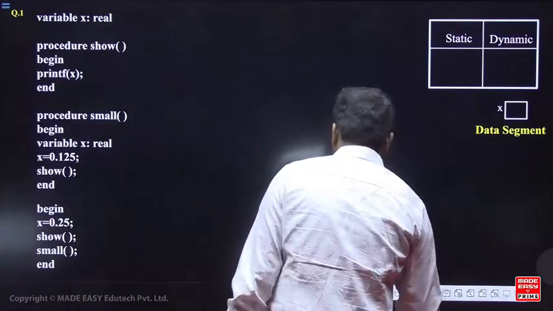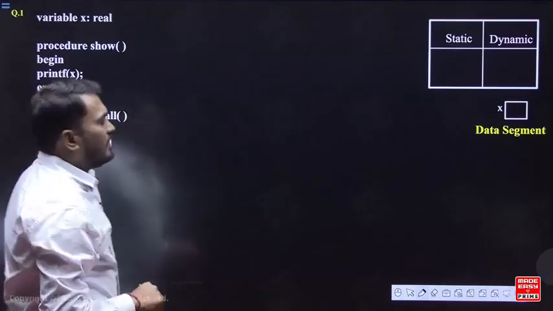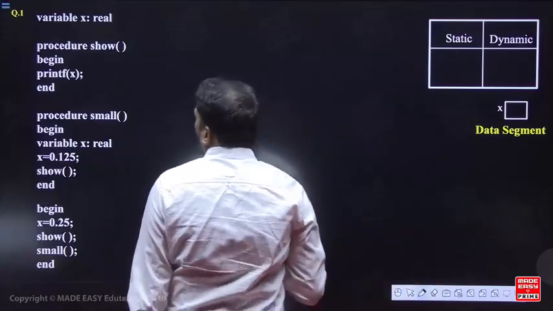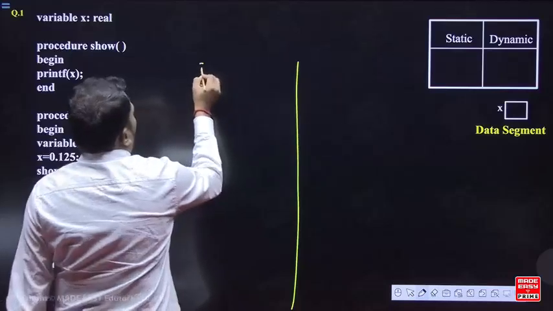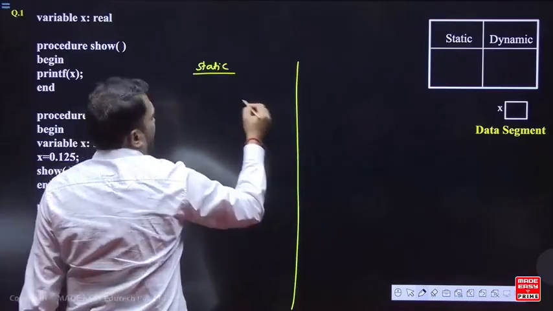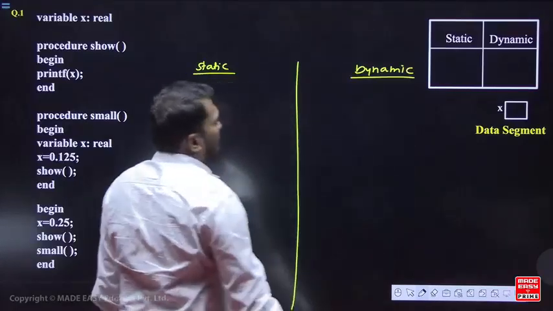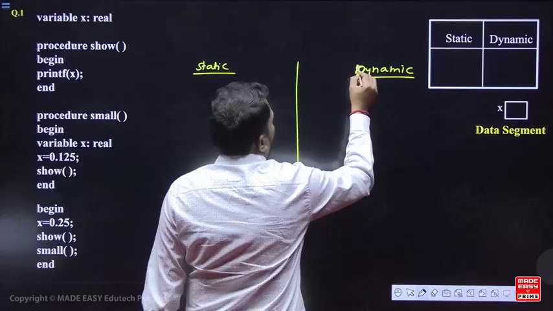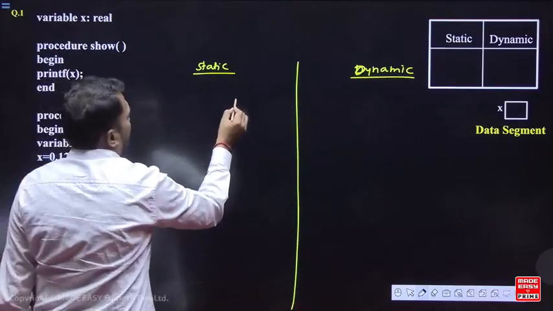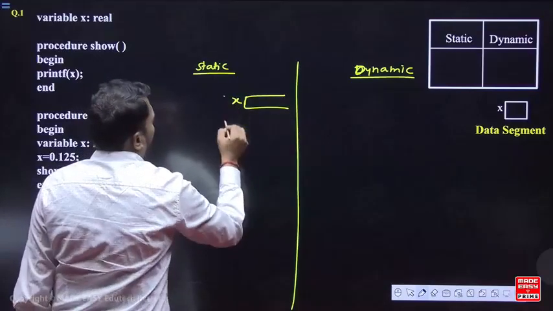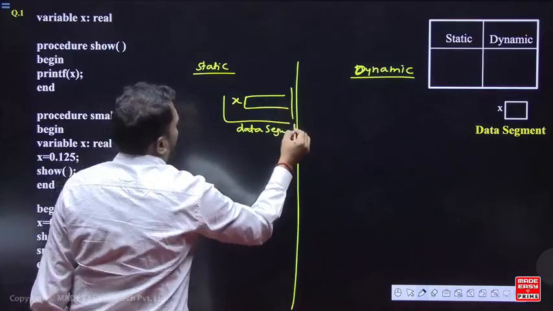Okay, right. So I am going to solve this. Remember, this is a global variable. For the global variable, memory is allocated at compile time. Static scoping I will solve on this side, and dynamic scoping on this side. First, for the global variable, memory is allocated in the data segment. So I am writing here, this is the data segment.